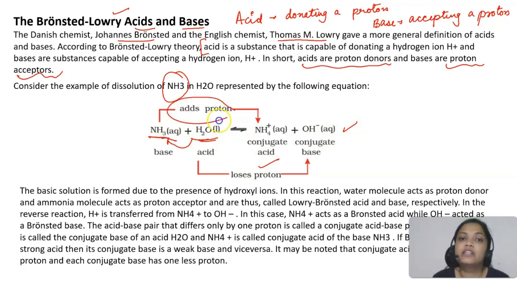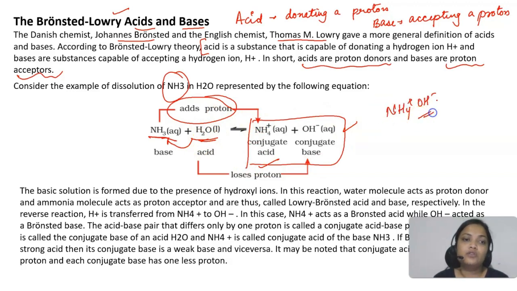So there is an addition of proton. Ammonia is accepting the proton from water and proton acceptors are called base. So that is why we can say here ammonia is acting as a base. And the resultant solution, if you dissolve ammonia in water, you will be getting ammonium hydroxide. So this is again basic because of the presence of hydroxyl ions. So I have explained to you that in this reaction, water will be acting as a proton donor and ammonia acts as a proton acceptor.